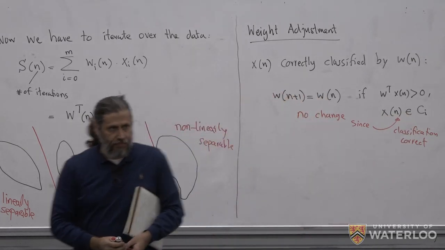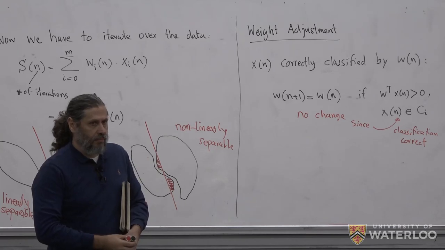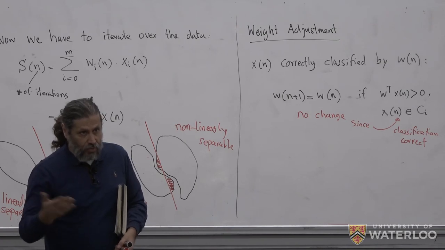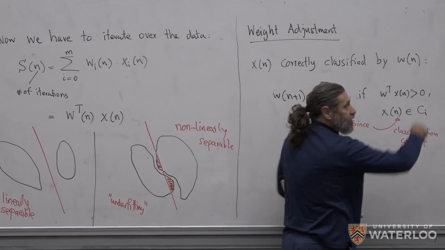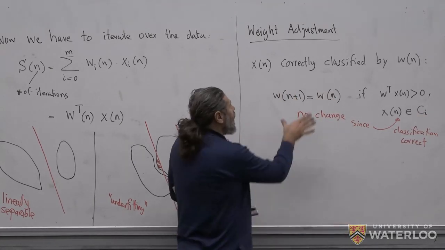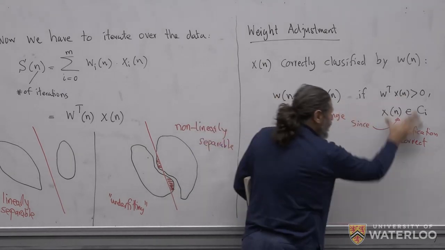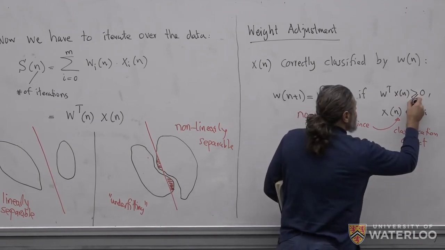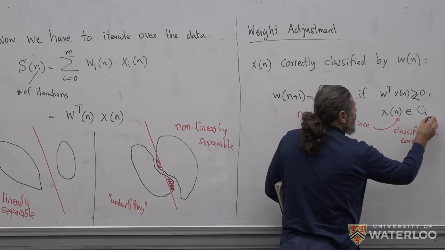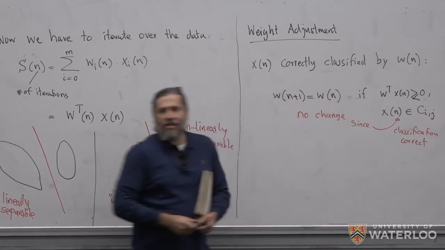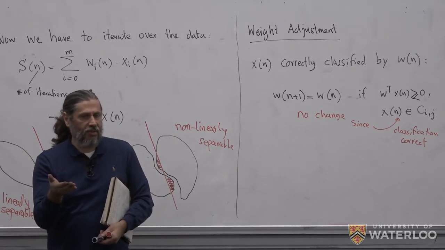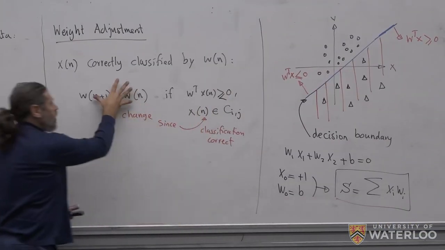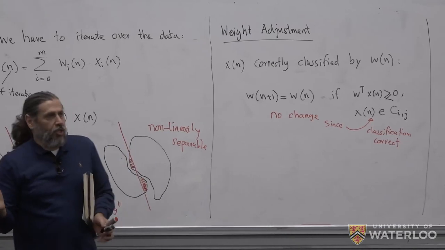Yes? Should we multiply the label of your data with the W transpose X as well? Well, we are doing a binary classification. The label is implied, 0 or 1. So I can repeat that for less than 0, negative. The same thing. So we don't change it if this is the case. Your decision boundary is this. You can also say this, and xn belongs to Ci or Cj, which means negative or positive, you are making the right decision. So either you are on this side or you are on this side, no change. The world is good, no change.